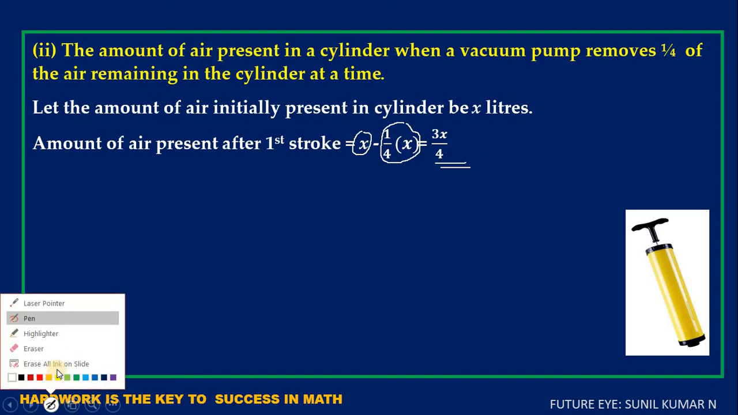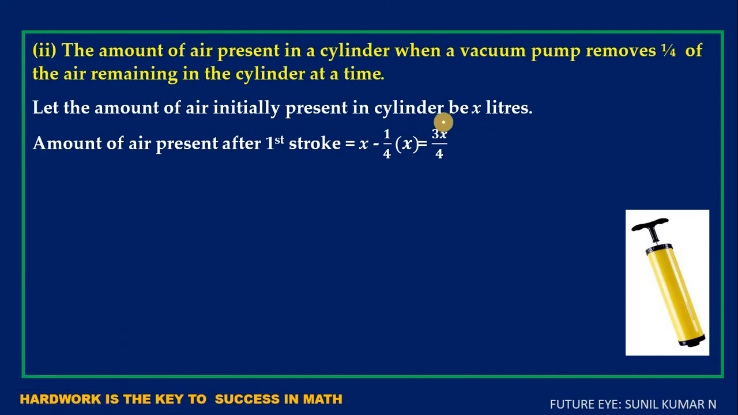Next, how much is left out? You just concentrate on that. Here 3x/4 is left out. Now how much do you have to subtract? In 3x/4, subtract 1/4 of 3x/4. That is a very important thing you want to understand.